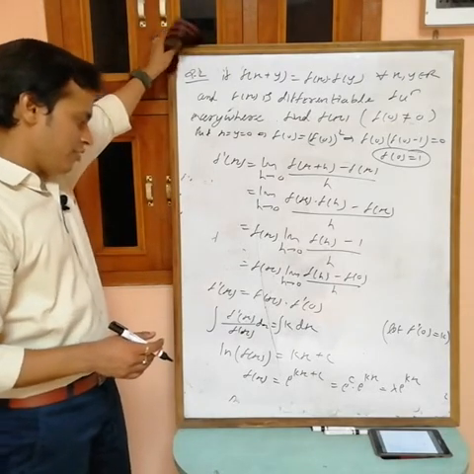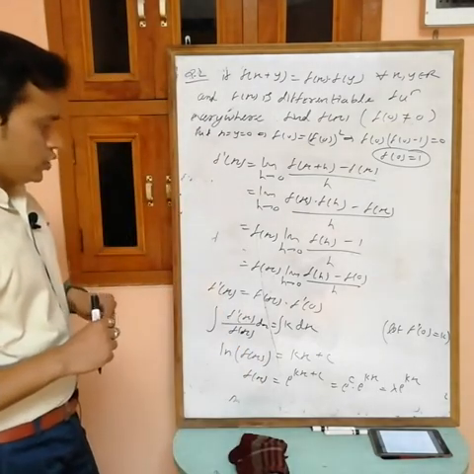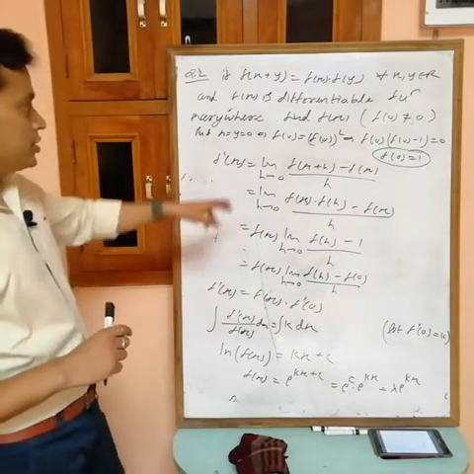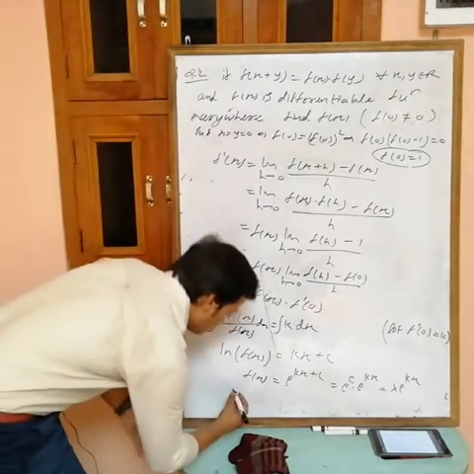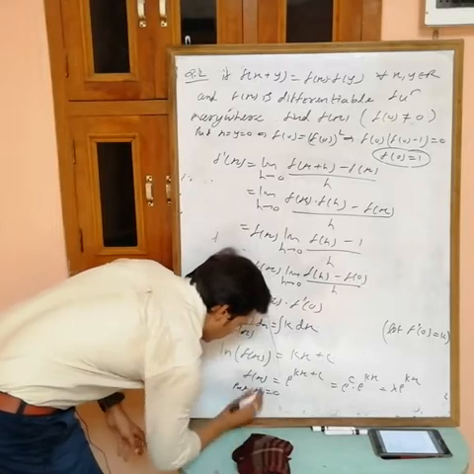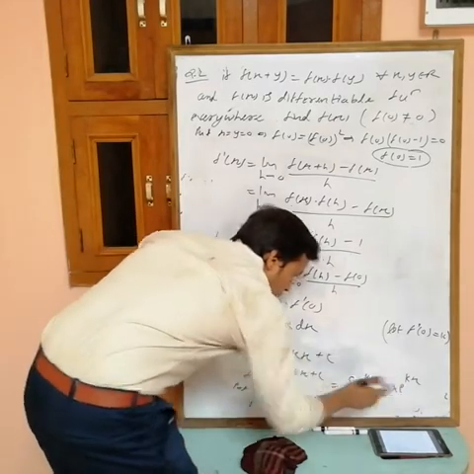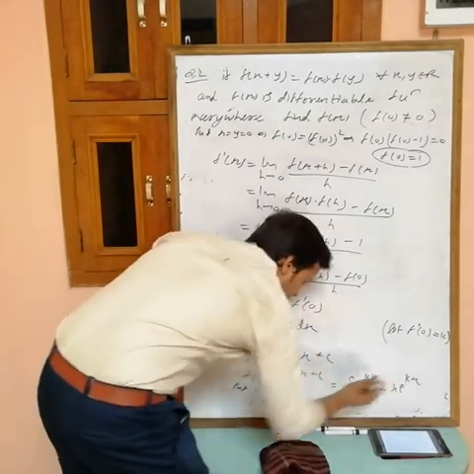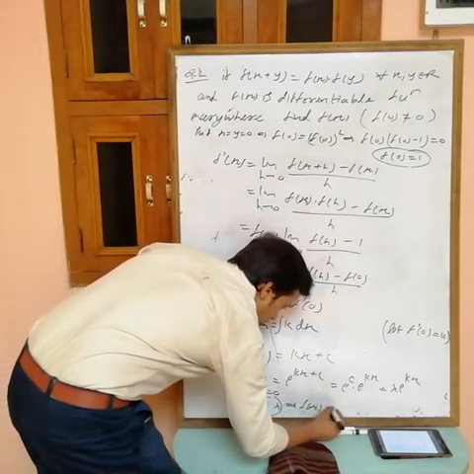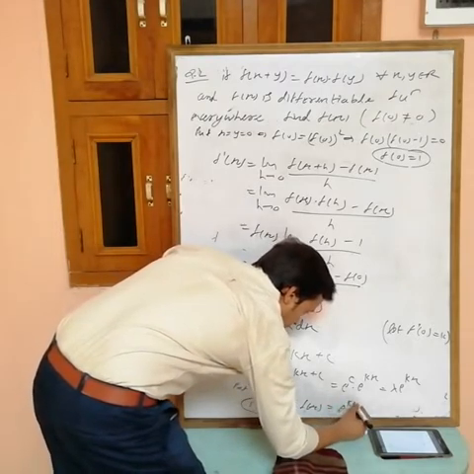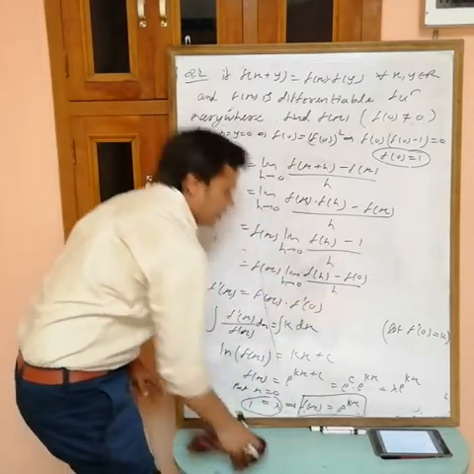Now can I find the value of lambda? Yes, you can. See, here we have the value of f(0). If you put x equals 0, then this is f(0), and f(0) is 1. So 1 equals lambda into e power 0. e power 0 is 1, so lambda equals 1. So f(x) equals e power kx, where k is any constant. Okay, write it down.